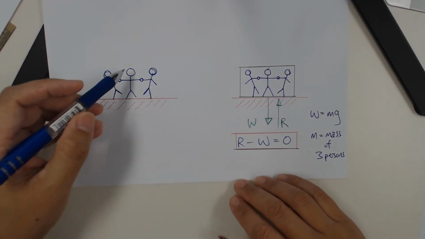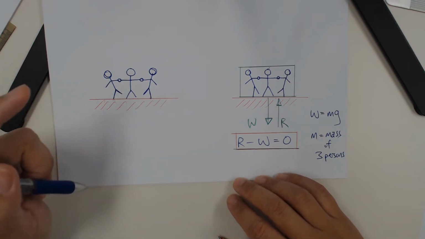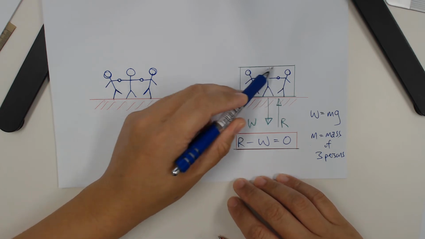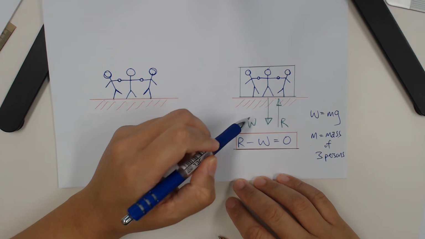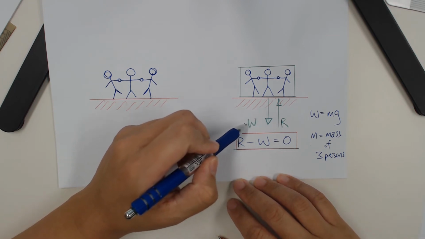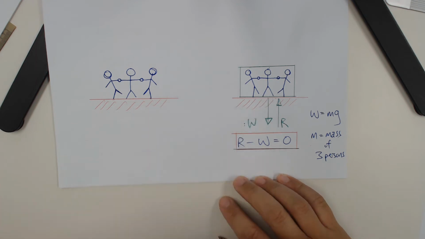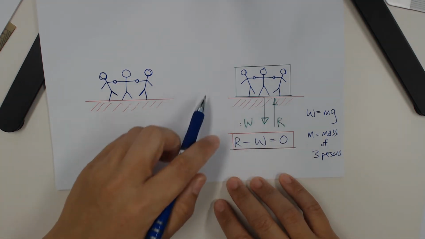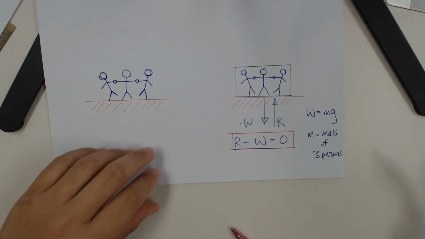In fact, you can treat these three guys as one single system, one single object, which has the combined total of all their weights. So this whole system has a weight of the three persons, and there will be a reaction force equivalent to the three persons' weight from the ground back onto them. So this is in equilibrium, and the object is the three persons.